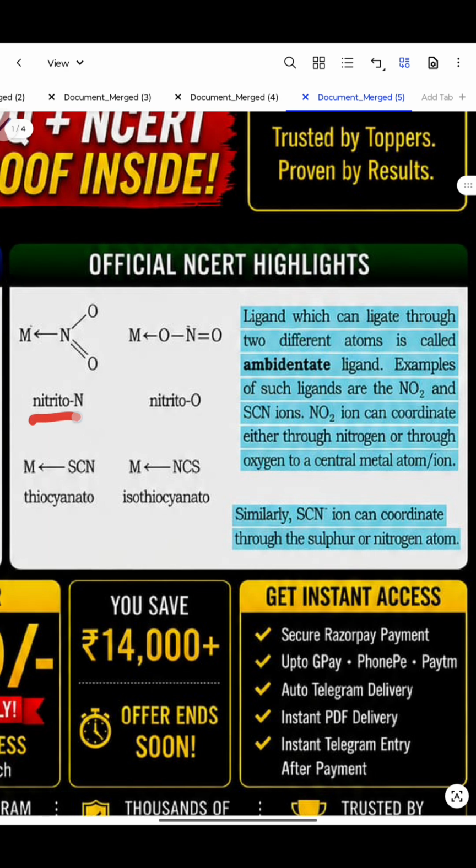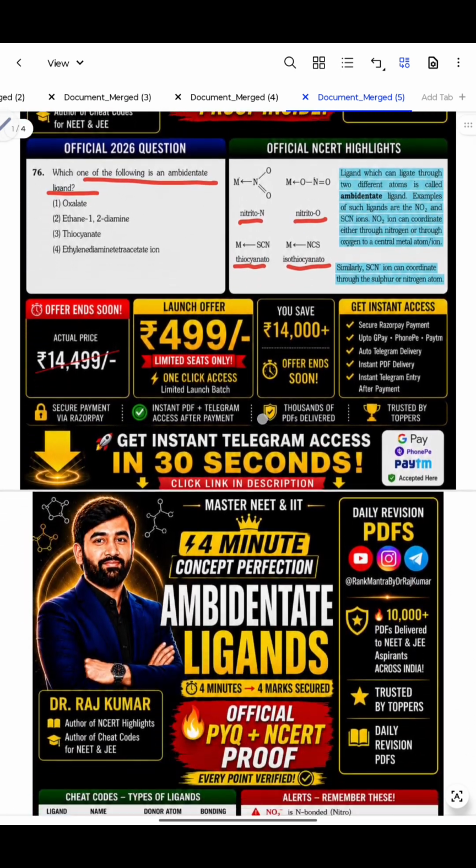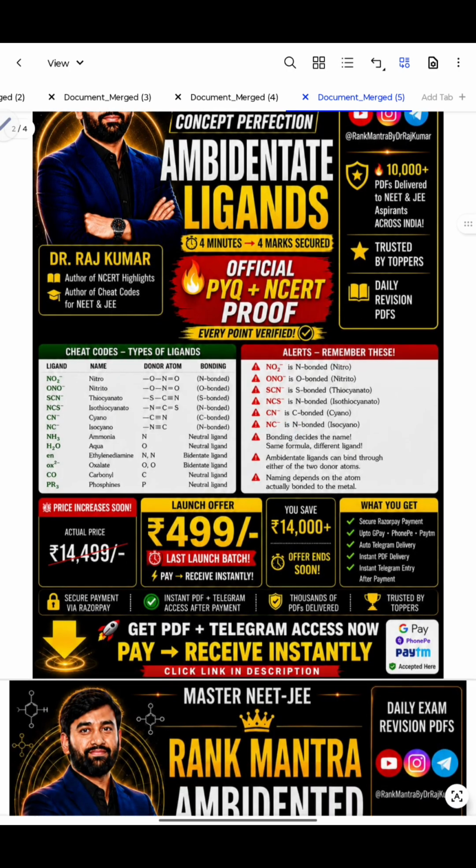these names are important. Nitrito-N: when you are binding through nitrogen it is N, and when you are binding through oxygen it is O. When you are binding through sulfur it is thiocyaneto. If you are binding through nitrogen it is isothiocyaneto.